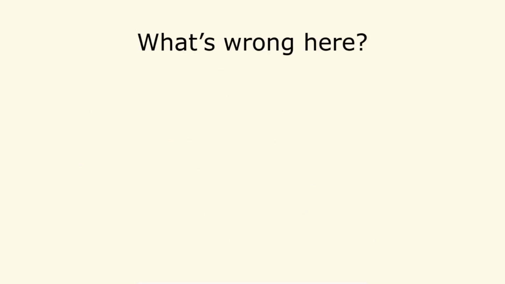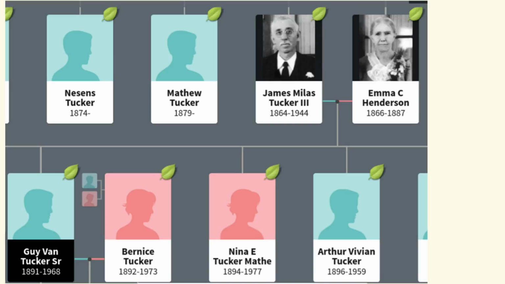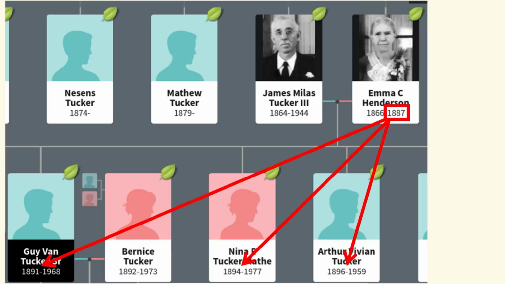Here's a test for you. What's wrong here? Something wrong with that family tree. I'll give you a clue. Emma died in 1887, but look at the date of birth of her children. 1891, 1894, 1896. Definitely something wrong there.